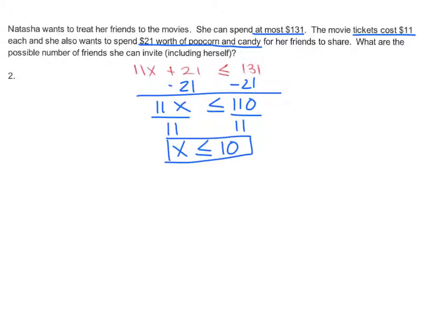So this means that Natasha, if you include herself, there would be 10 people going to the movies. If you don't count Natasha, then Natasha can have 9 friends going to the movies.